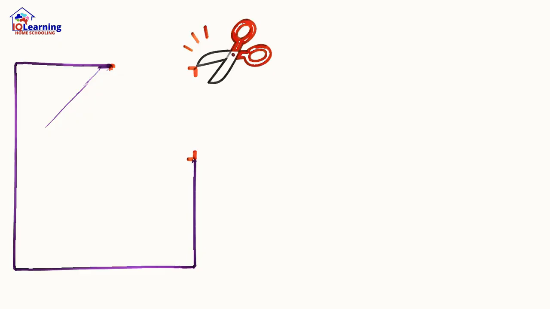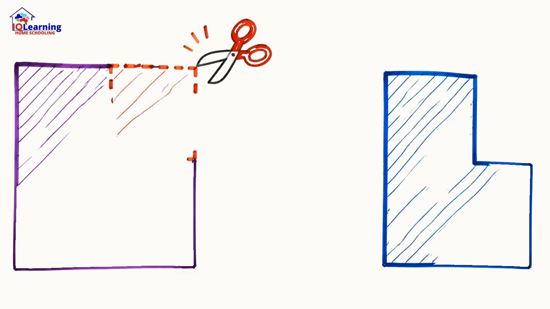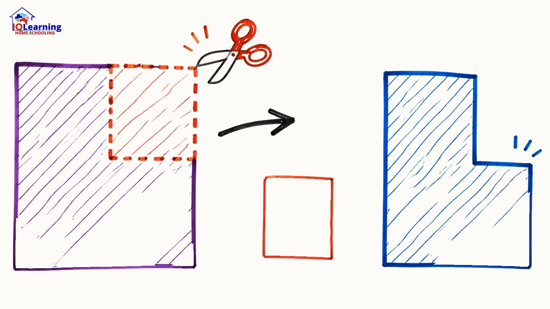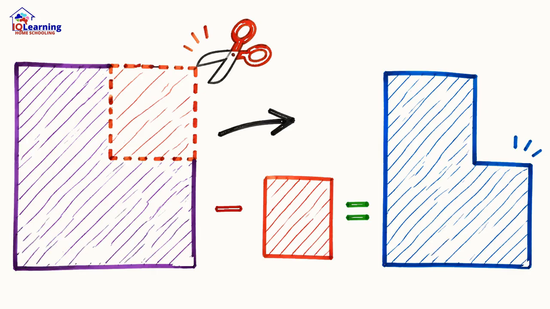The second strategy is subtraction or cutting. Think like a sculptor. You imagine a large, complete rectangle and then cut out the missing corner to create the L shape. Calculate the area of the big rectangle, find the area of the piece you removed, and subtract.